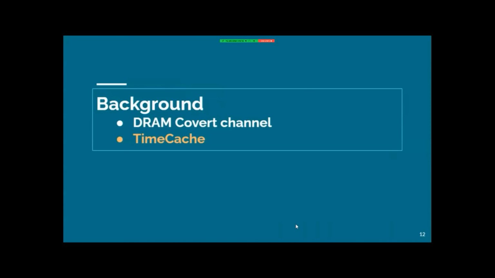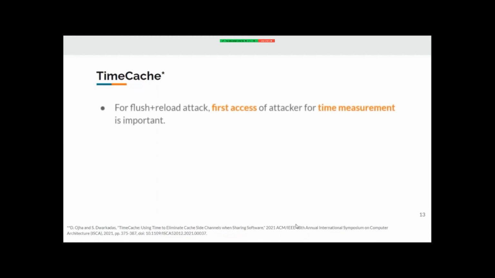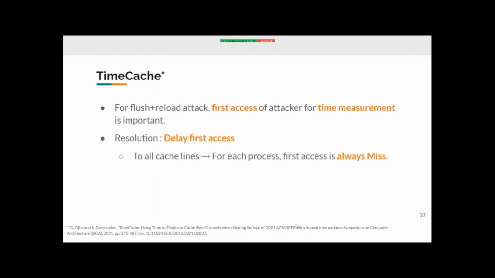TimeCache. In a flush plus reload attack, the spy flushes a cache line that he suspects is used by the victim. Later, he measures the reloading time to this cache line, inferring whether the victim has accessed the suspected cache line. Therefore, the first access time measurement is important for flush reload attack. To counter this, TimeCache dictates that for each process, the first access to a cache line should be a miss, even if the cache line already exists.